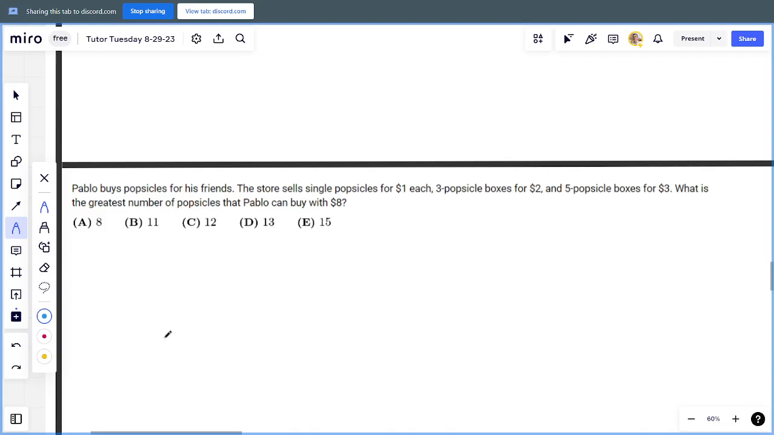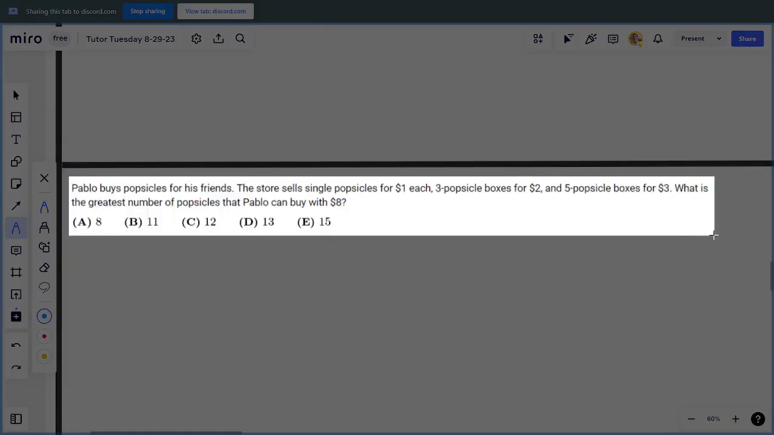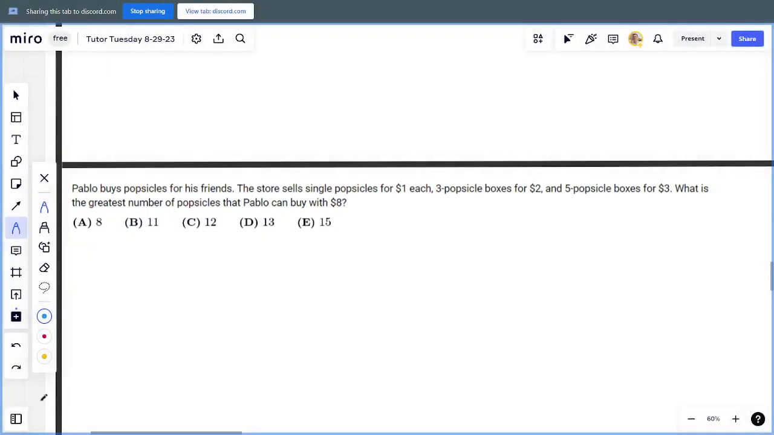I see answer D. Yeah, you should take a sheet and try to solve this too. I actually didn't really solve this one out beforehand because it looked pretty simple. I think it was like the first question on the test. But let's go through it. Pablo buys popsicles for his friends. The store sells single popsicles for $1 each, 3 popsicle boxes for $2, and 5 popsicle boxes for $3.